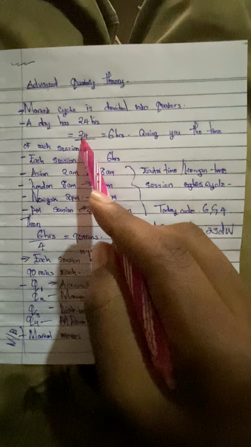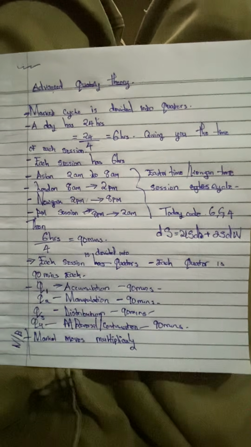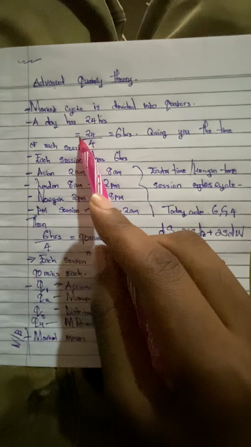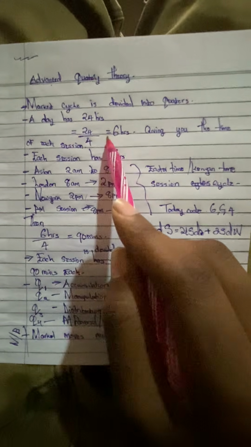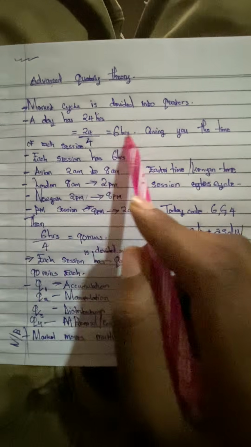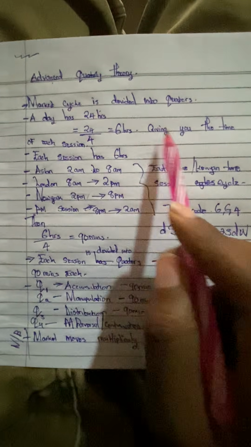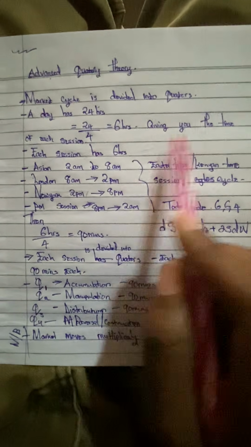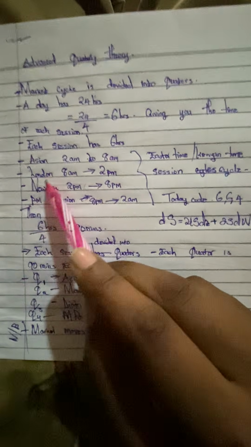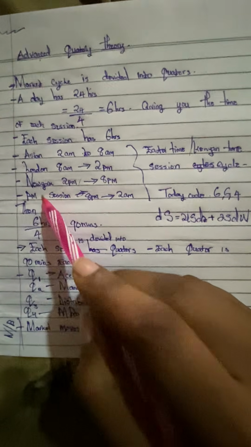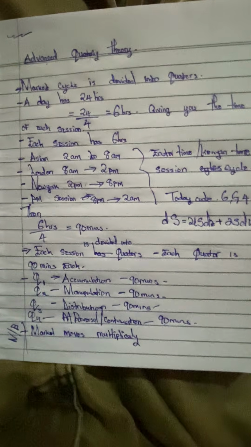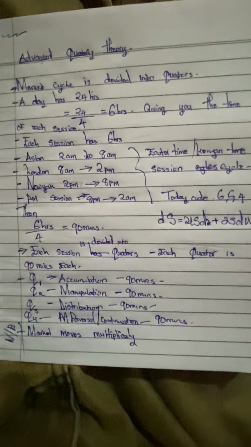A day has 24 hours. Then you have to think in quarters. You take the 24, you divide by 4, you get 6. This will give you the 6 hours of each session: Asia, London, New York, and PM session, all of them have 6 hours.